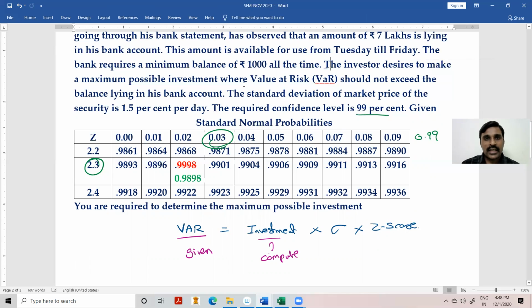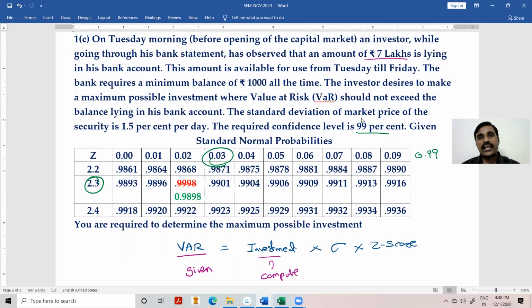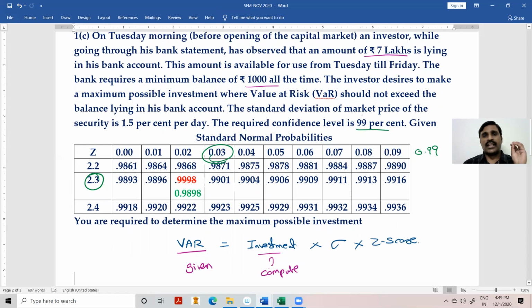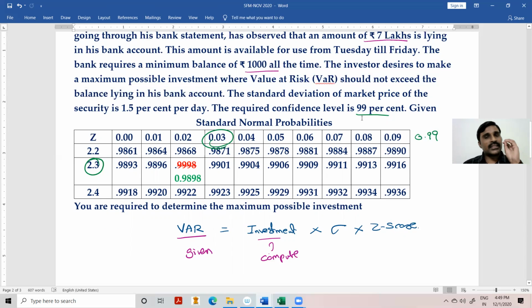The investor desires to make the maximum possible investment where value at risk should not exceed the balance lying in his bank account. What is the balance? Though 7 lakhs is the balance lying in his bank account, the available balance is only 6,99,000 because 1,000 is the minimum balance. You cannot utilize it. Whatever the present available cash balance, 6,99,000, up to that amount he was ready to bear the loss.